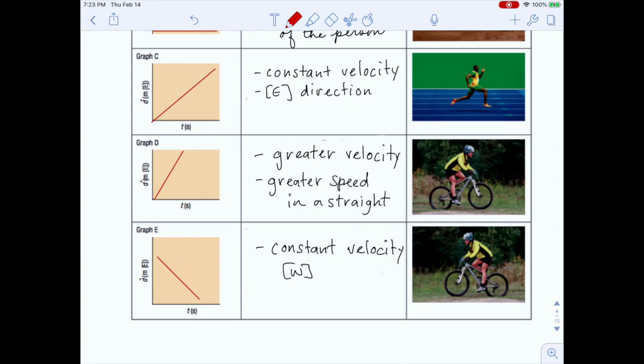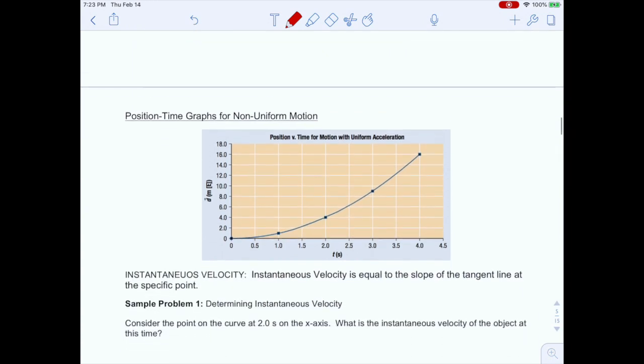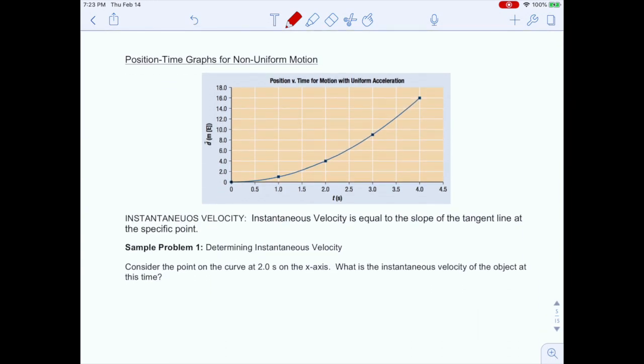Next, let's look at a position time graph for non-uniform motion. Here we have a line that is not a horizontal line and it's not a straight line, it's an upward curving line. So if we look at the steepness of this curve, we notice that the steepness is changing over time. That tells us that the object's velocity over the interval is increasing as time goes on. It's getting steeper as time goes on.